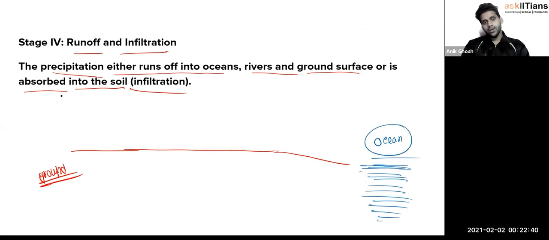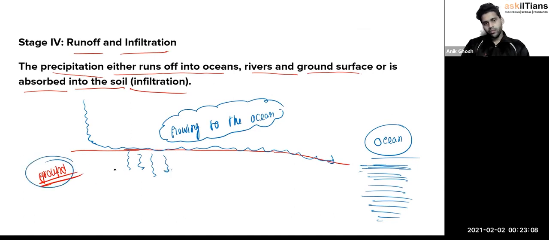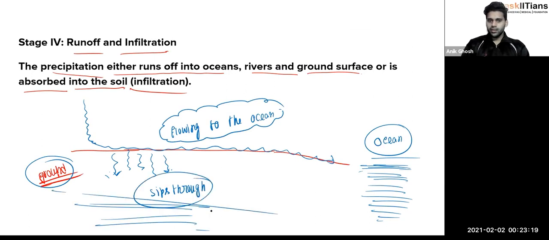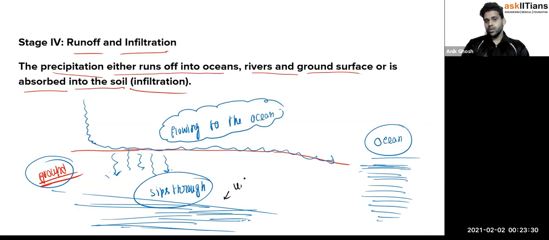So when the water falls onto the ground, two things may happen. One is the water would just flow to the ocean. It can do this, right? It can just flow to the ocean, or it can do another thing. It can just seep through the ground. Okay, the water seeps through the ground. So the water that seeps through gets deposited inside the ground. This is the water that we are using in our everyday life. We call it underground water.